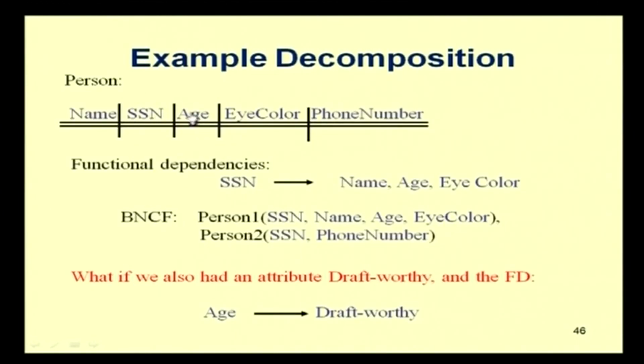See here: name, SSN, age, eye color, phone number. The functional dependency is SSN determines name, age and eye color.